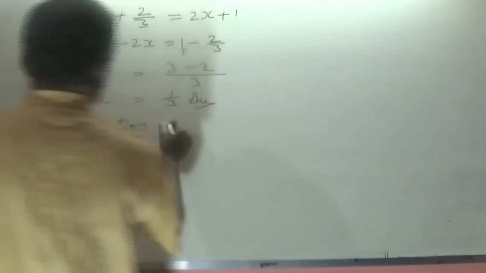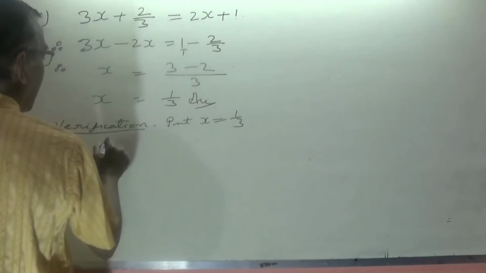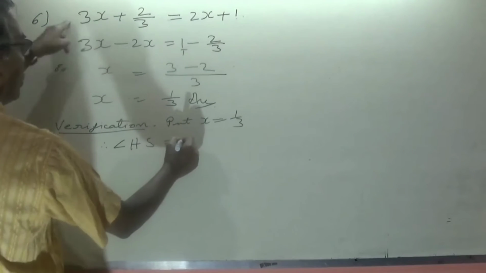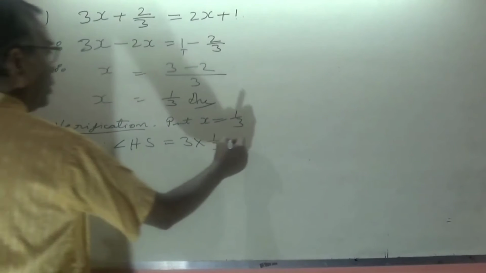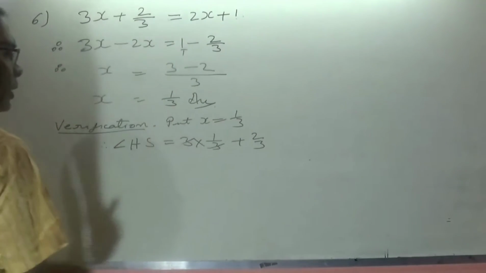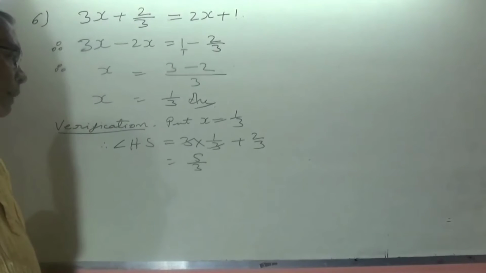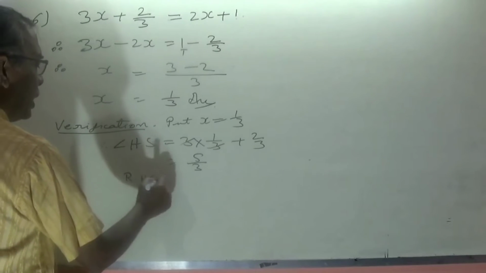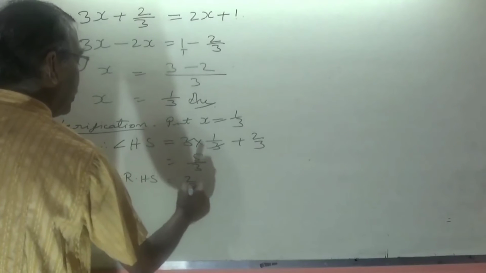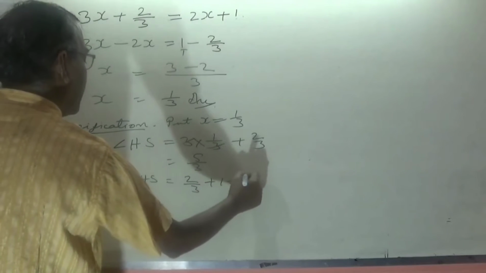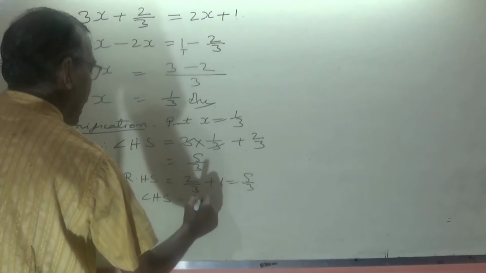Anyway, what will we have to do? Put x is equal to 1 by 3. Then what will happen? LHS is equal to 3x; in place of x, I am going to substitute 1 by 3, plus 2 by 3. The 3 is supposed to be cancelled. 1 plus 2 by 3, it will come as 5 by 3: 3 ones are 3, plus 2 is 5 by 3. Now let us do the verification from the RHS. Same thing, put x is equal to 1 by 3 there. So it will be 2 times 1 by 3, plus 1, again it is coming 5 by 3. So therefore LHS we are finding is equal to RHS, and verified.